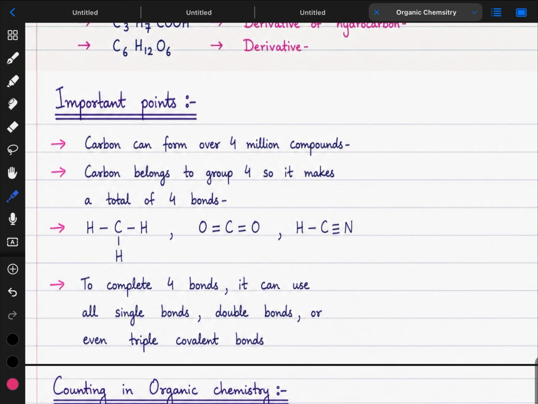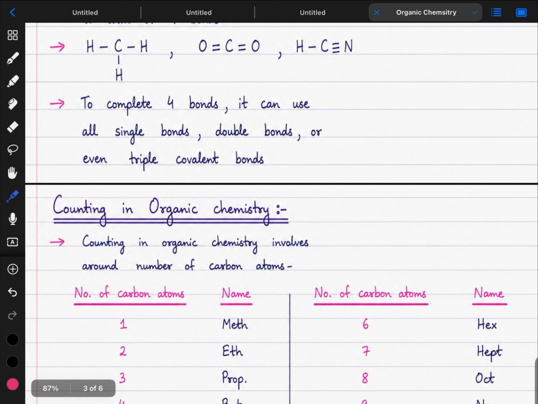As you can see here, we have only one line that represents the single covalent bond. We have two lines that will represent the double covalent bond, and we have three lines that will represent the triple covalent bond.